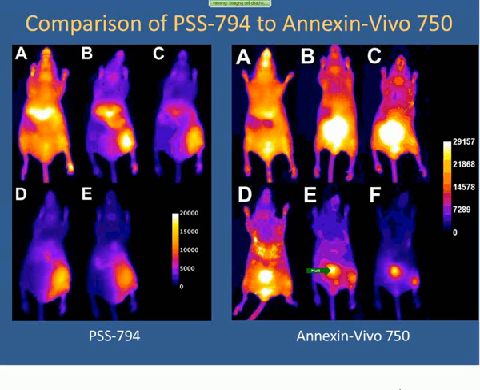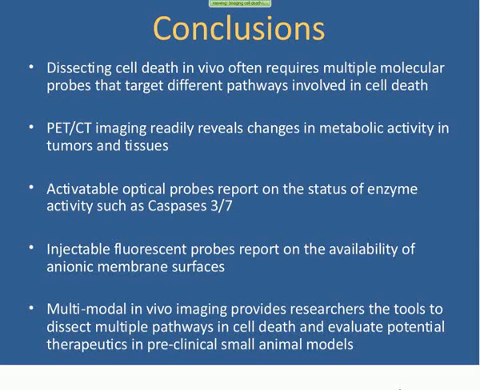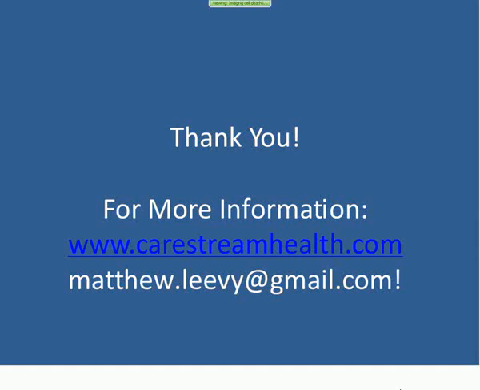So our conclusion today from this presentation is that probes target different pathways. Further, PET-CT imaging reveals changes in metabolic activity in both tumors and tissues, and there are other nice probes available that are activatable, that could report on the presence of activated caspases or on the availability of phosphatidylserine within anionic membrane surfaces. Finally, multimodal imaging certainly provides researchers the tools to look at multiple pathways in cell death and evaluate potential therapeutics in your preclinical small animal model.